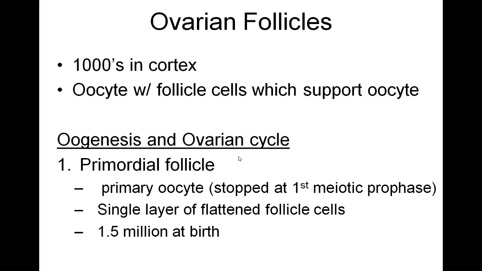Okay, so here's walking through it, the oogenesis and the ovarian cycle. So first thing you have is primordial follicles. That's what you're born with. Okay, they're stopped at prophase 1 in meiosis. Okay, and they have a single layer of cells on the outside. When females are born, they have 1.5 million at birth. Okay, and menopause is going to occur when we run out of the 1.5 million.